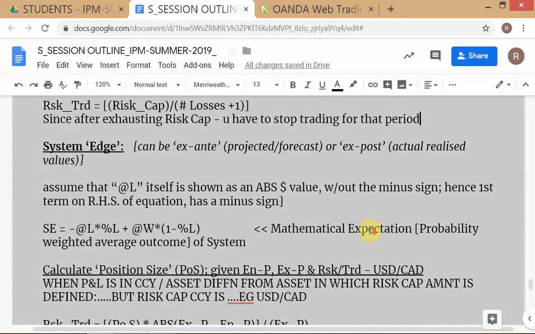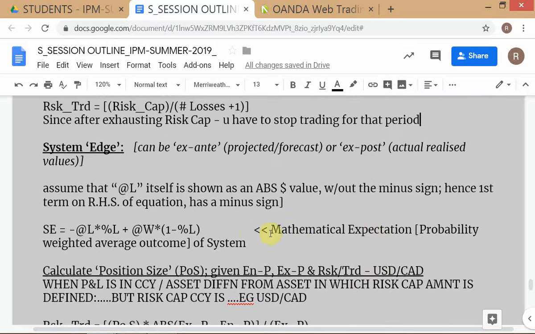Alright, so we go back to understanding system edge. Very important concept in systems trading, to understand the system edge. If you are talking to professionals, they will use terms like system edge, so you have to be able to understand it. It's very simple. Conceptually, it's the mathematical expectation of the system. So how do you compute the mathematical expectation of the system?